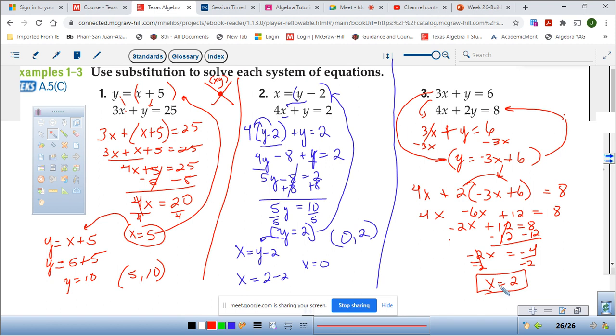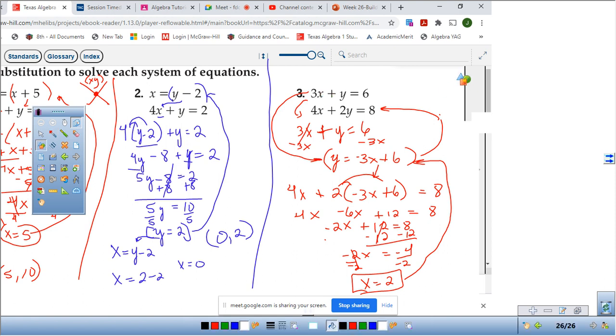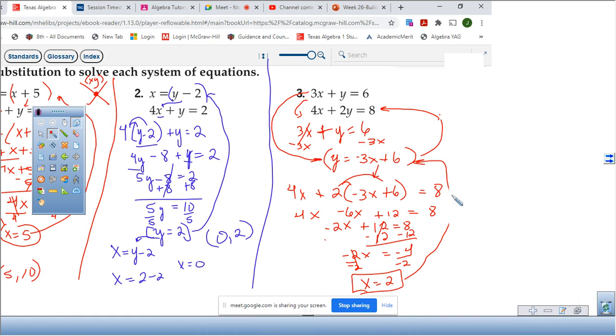Okay, so now what do I do? Cricket, cricket. You're right. So I'm going to get that one. I'm going to plug it into this one here. Okay? So here I go again on my own.